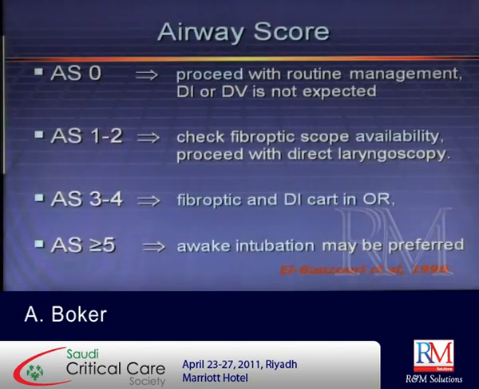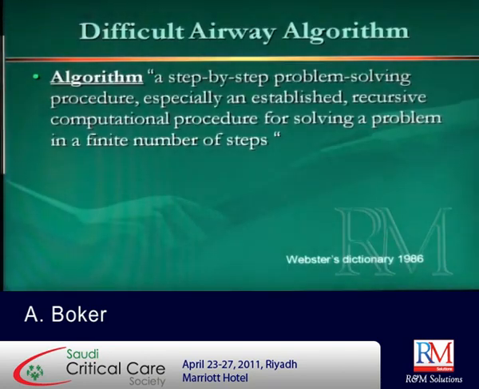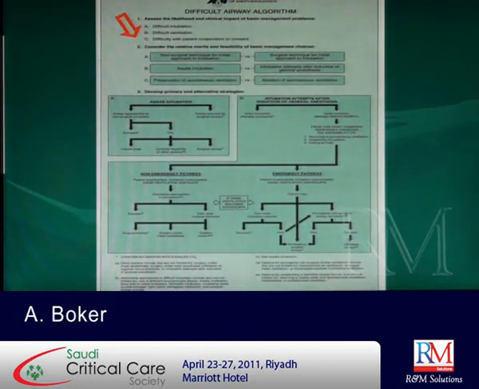There are a lot of scoring systems in the literature, and you could just add scores. I don't really care about that. This is the old ASA difficult airway algorithm. This is the first one. Okay? How many steps in this? How many major steps? One, two, three. And there is a small box and then a big box. And step number one, how many sub-steps?